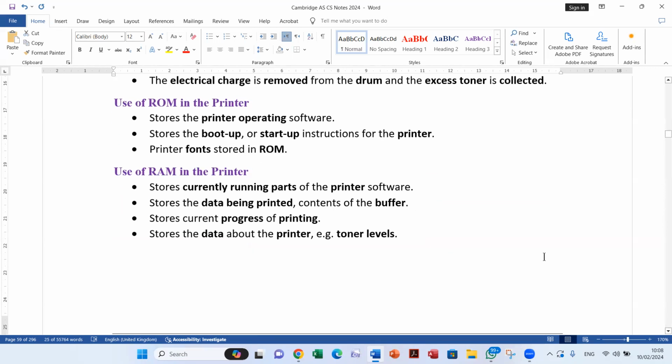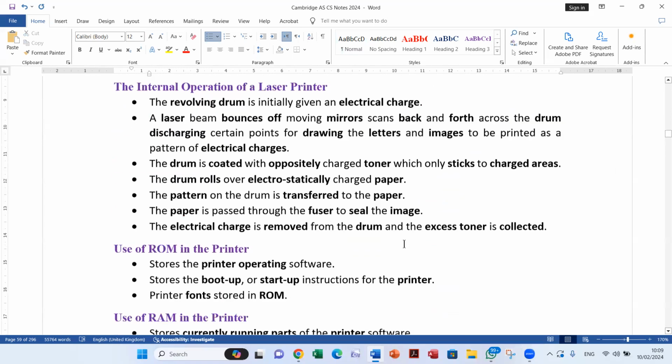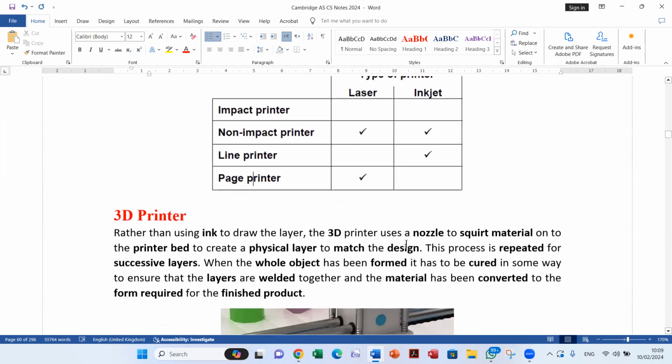Use of RAM in the printer. It stores currently running parts of the printing software. It stores the data being printed. We have a buffer that stores the data to be printed, and that buffer is stored in the RAM. Now you should know what is meant by RAM and what is meant by ROM. It stores the current progress of the printer, and data about the printer, for example, toner levels. Okay, this is what I have to say about the laser printer.